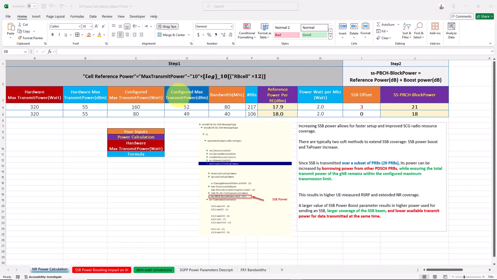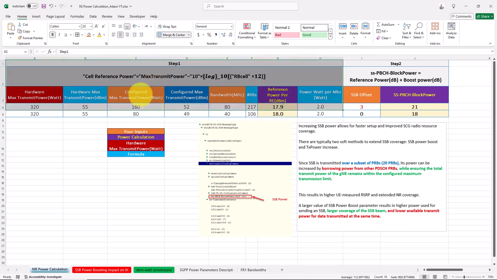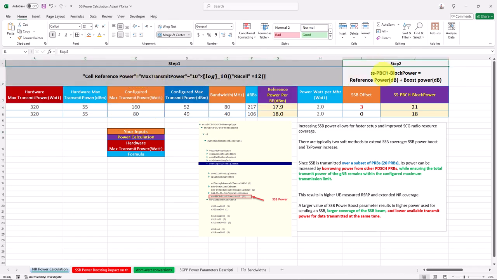So let's move forward to see what we have. Before moving to the next part about the SSP power boosting, I would like to show how what I just explained about the cell reference power and SSP block can be calculated. If you look into this table, I mentioned 2 steps. Step 1 is the cell reference power calculation and SSP block, for example. This can also be applied to other signals and channels, for example CSI-RS. But usually what we consider increasing is the SSP offset or SSP power boosting.